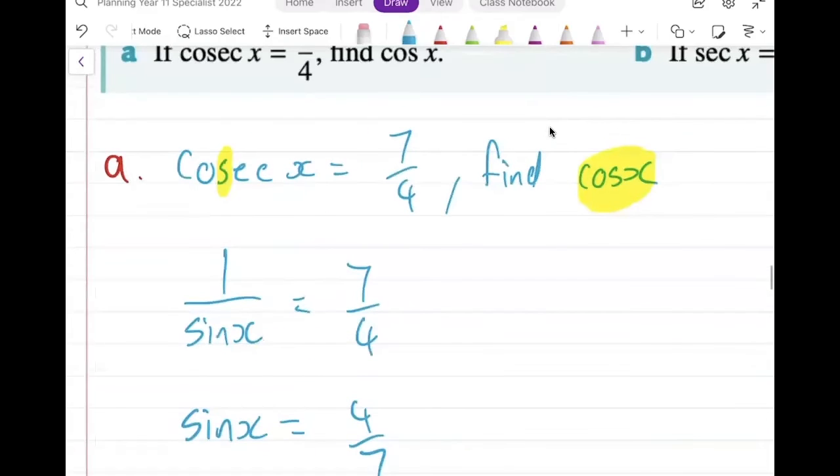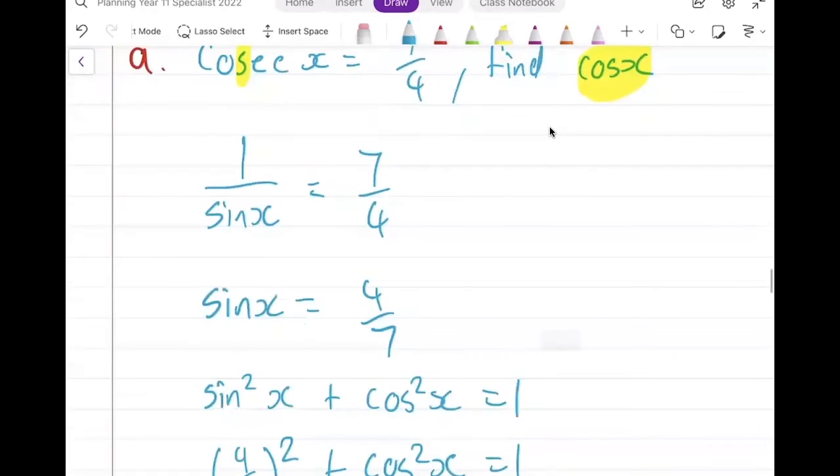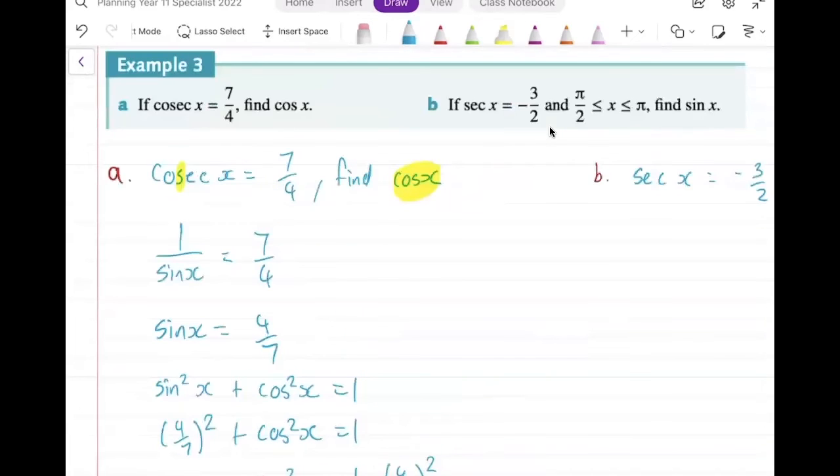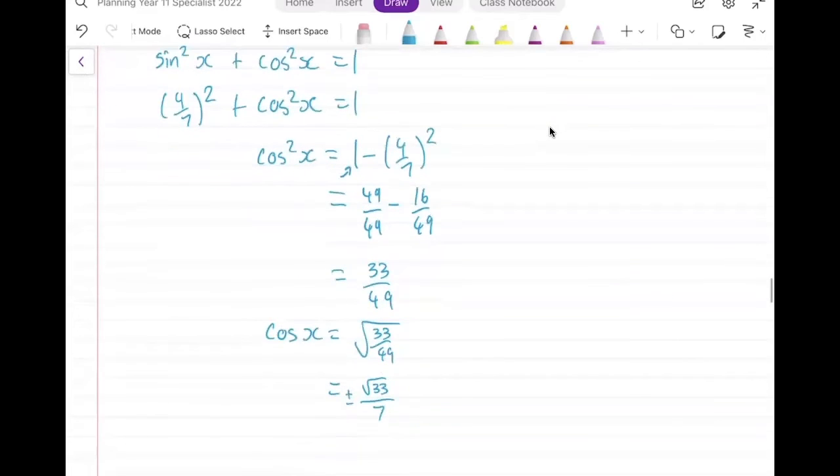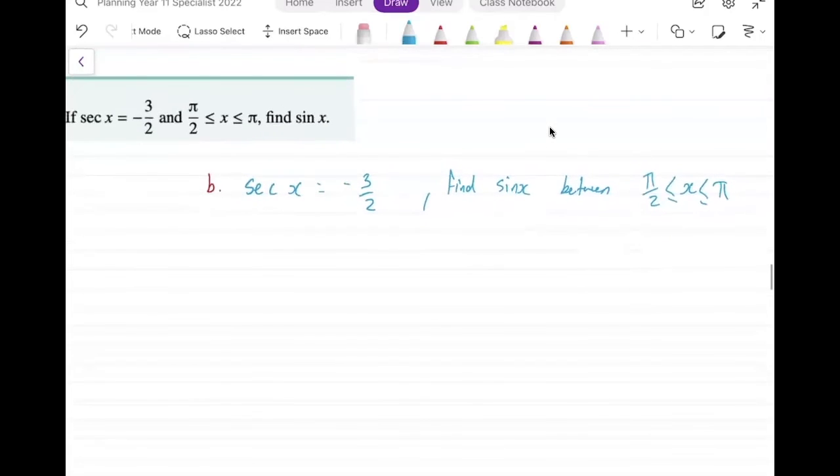Again, if I'm given cosec and I'm trying to find cos, I want to get back to sine. So I flip my fraction, or I do my reciprocal. I use my Pythagorean identity, and then I do a bit of algebra to get down to my solution. For the second example, it's really similar. However, this time I'm given a boundary condition, and we'll look at how this plays into our answer.